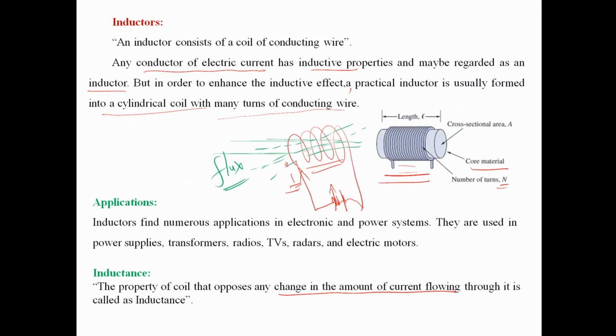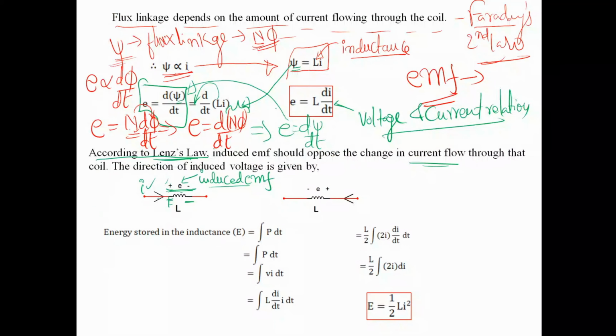Similarly, if the current is in this direction, then the polarity of the induced EMF would be like this, plus and minus. So these two are the induced EMFs, this and that.